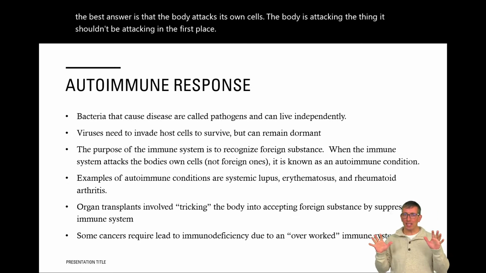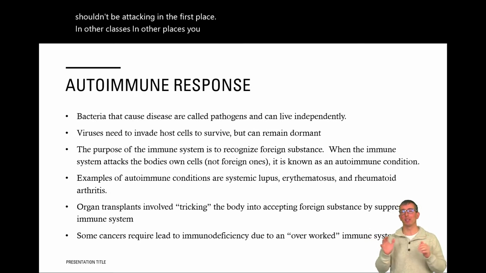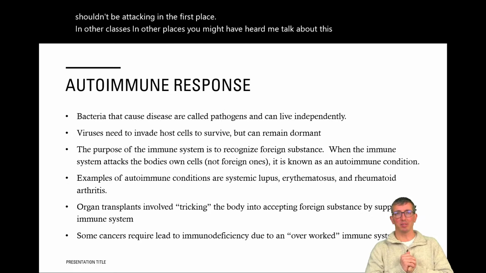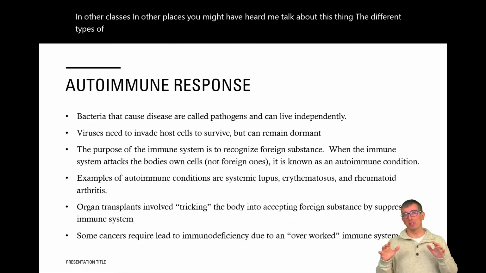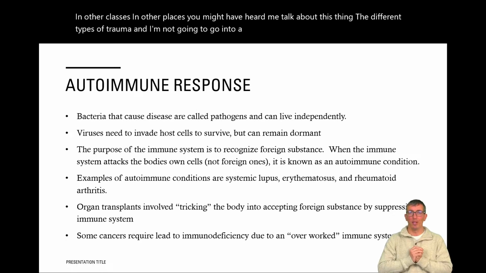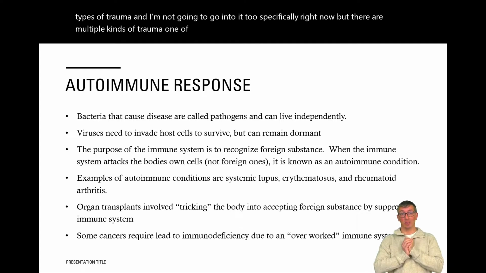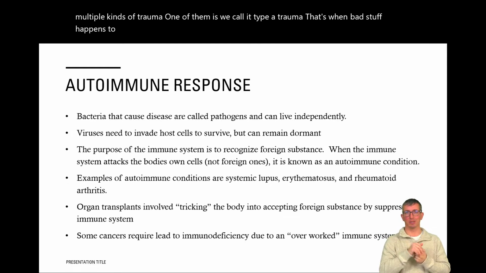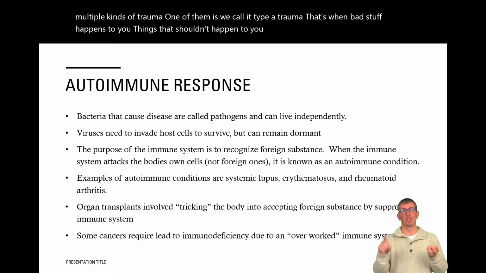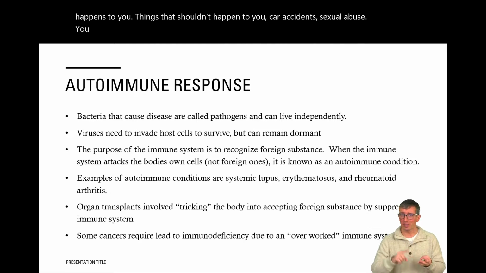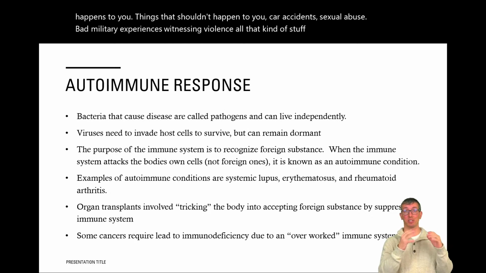In other classes and other places, you might have heard me talk about the different types of trauma. I'm not going to go into it too specifically right now, but there are multiple kinds of trauma. One of them we call type A trauma. That's when bad stuff happens to you, things that shouldn't happen to you. Car accidents, sexual abuse, bad military experiences, witnessing violence, all that kind of stuff. All the bad things that happen to you that shouldn't.